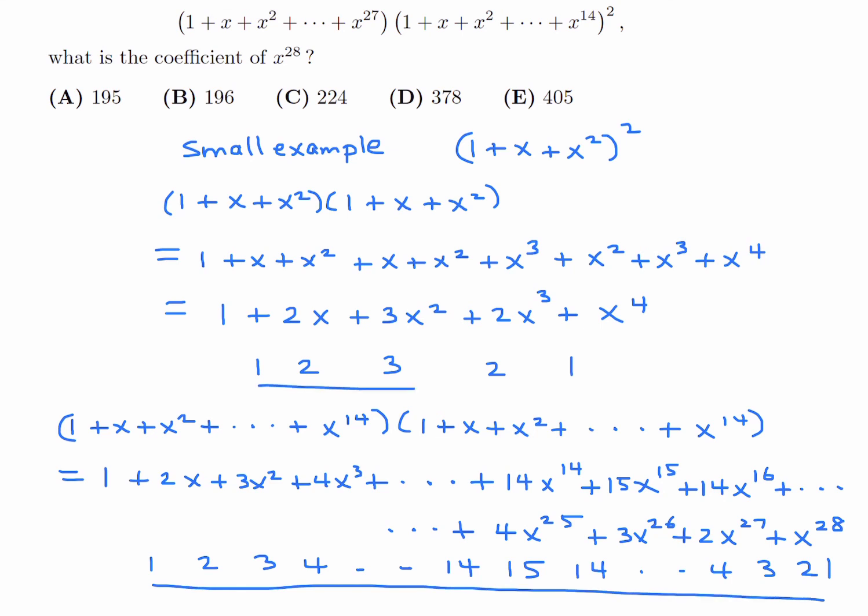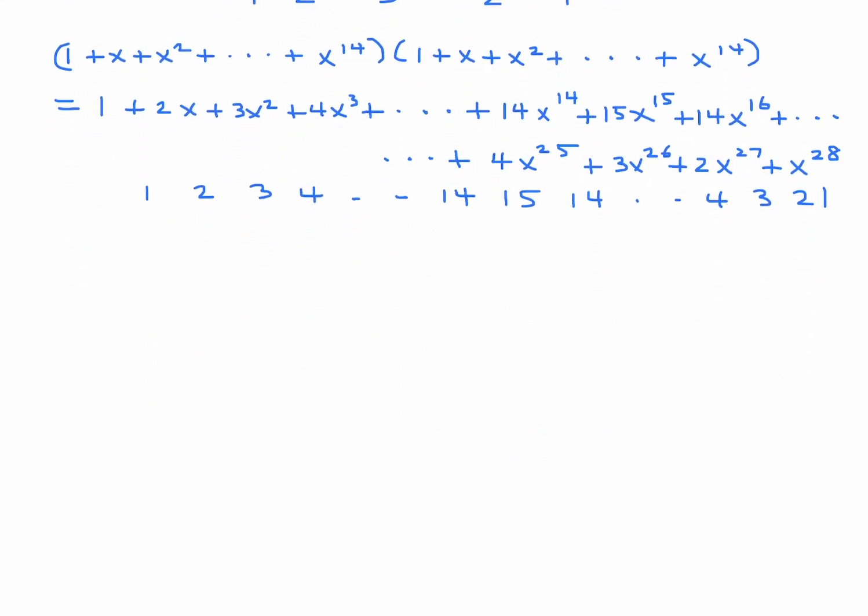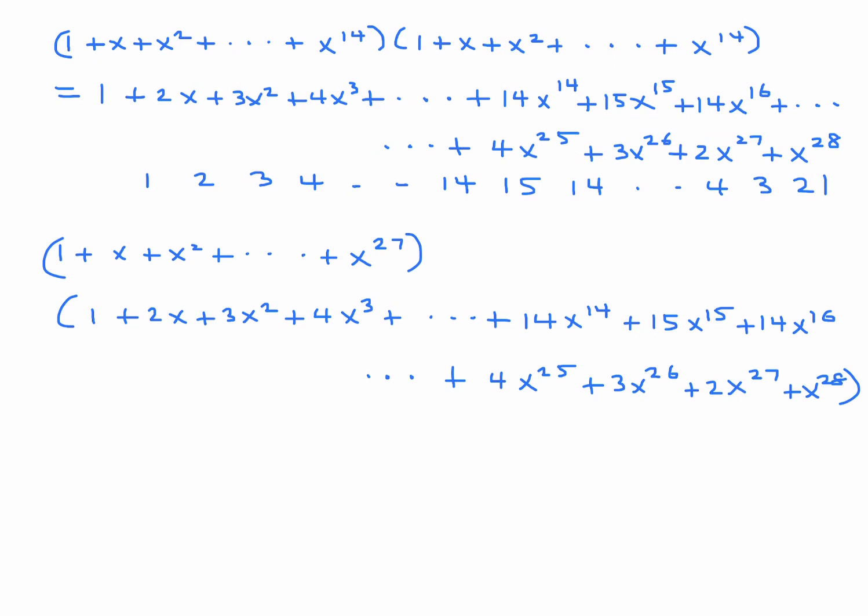Do you see that there? Very similar to here. It went up 1, 2, 3 and then went back down. In this one, it went up all the way 1, 2, 3 to 14, 15, and then it went back down 14, 13, 12, all the way down 4, 3, 2, 1. Okay, so now we have to do this other factor as well. So let's bring that one in. So I am multiplying this by this whole thing that I expanded earlier.